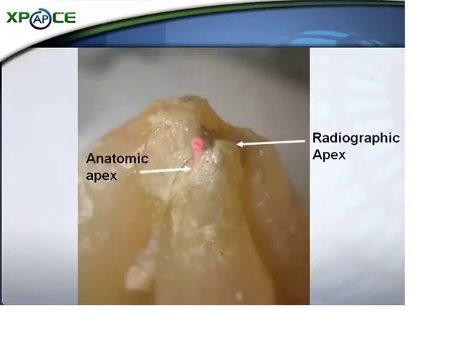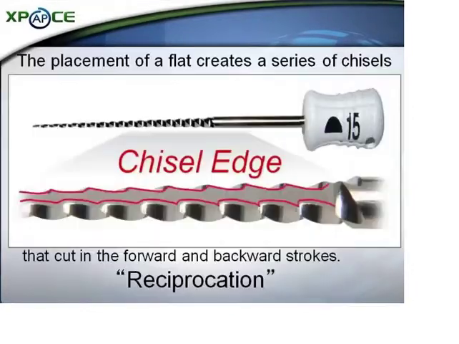Here's a picture of the anatomic apex and the radiographic apex. Consequently, you're not going in a circle, so you eliminate cyclic fatigue, which is a big contributor of breakage. Now, the cyclic motion also happens in a 30-degree plane.